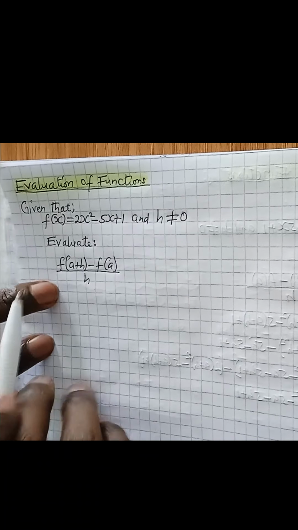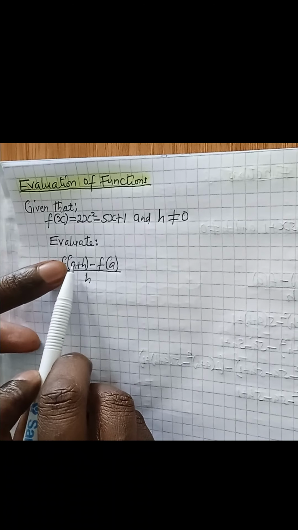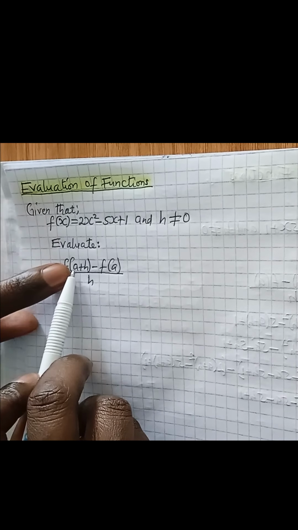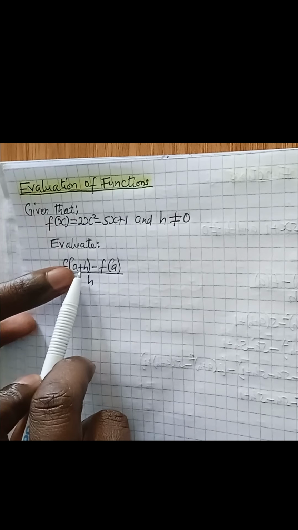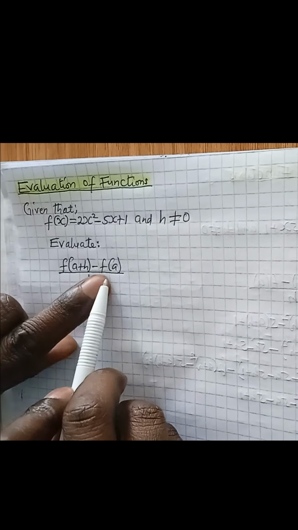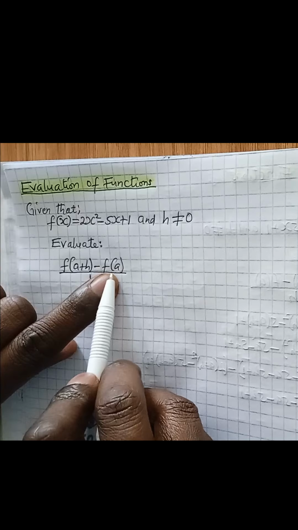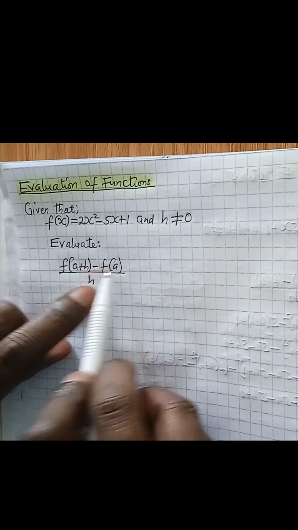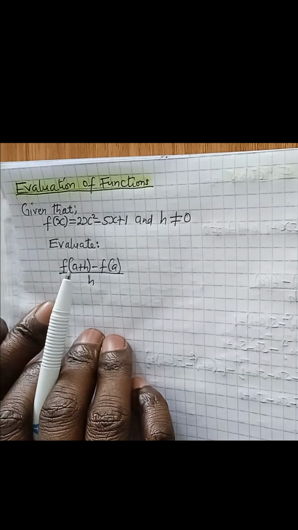So what we shall do in the first case here, we shall come and replace x with a plus h. Wherever there is x, we do that replacement. Then we come and subtract the same function, having replaced everywhere x with a. Then everything we divide by h. It will be as simple as that.